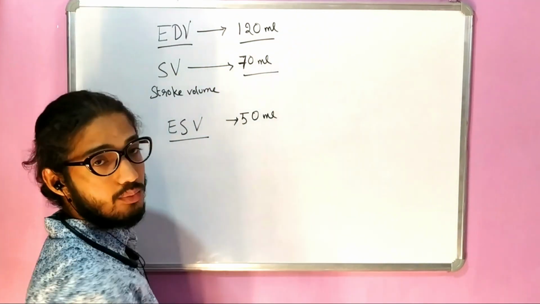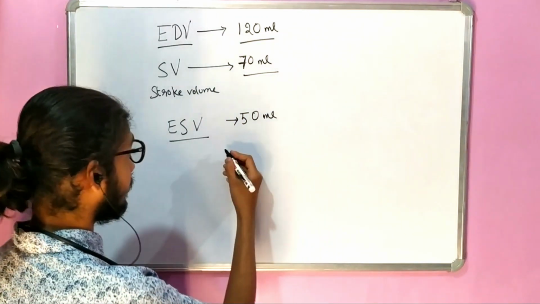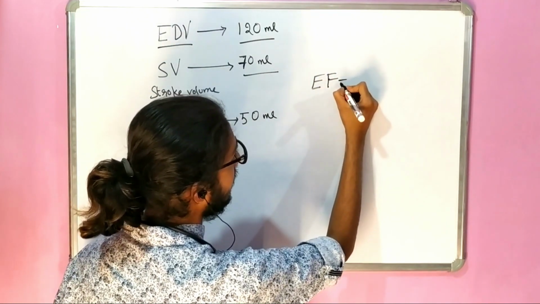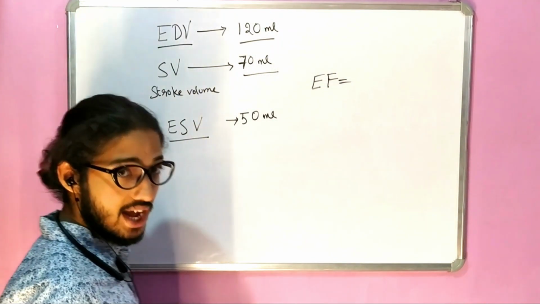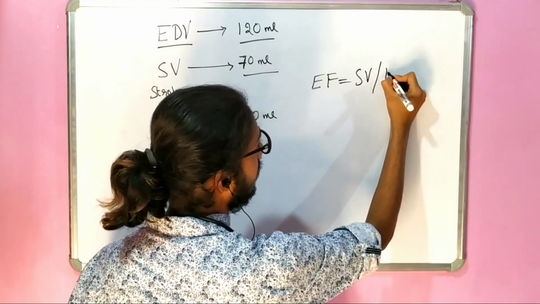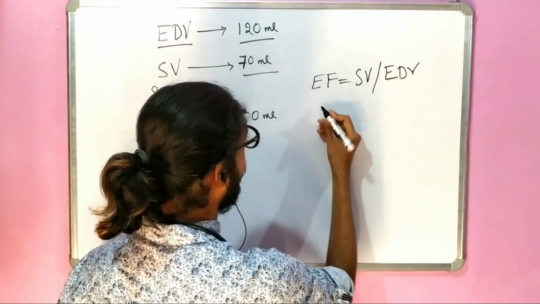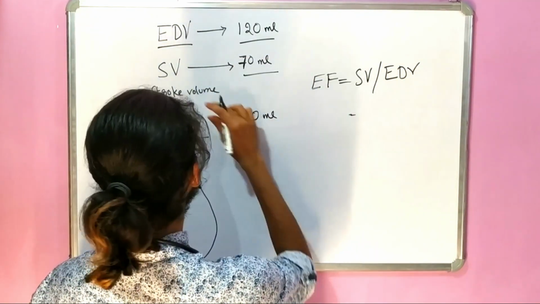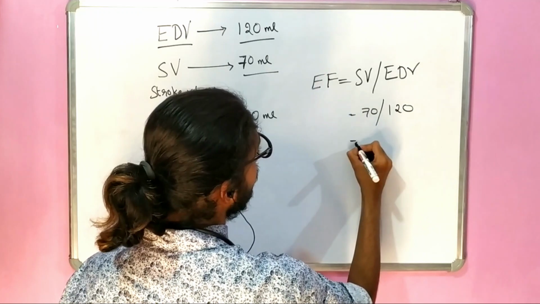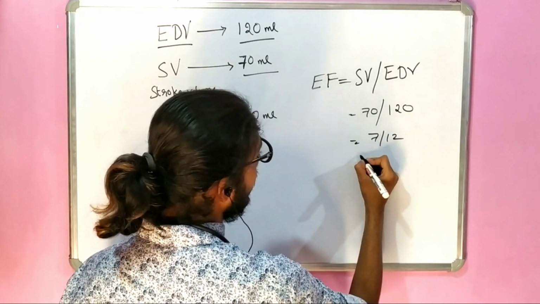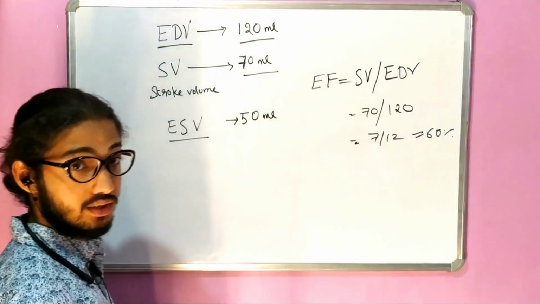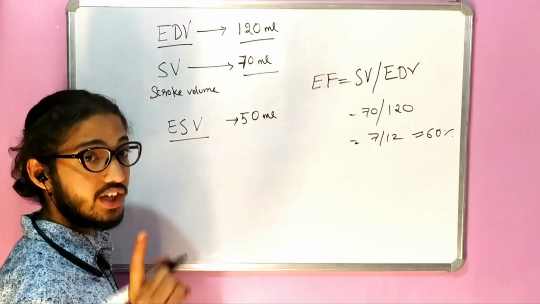So out of these we can actually calculate something called your ejection fraction. So what is the fraction that the ejection has taken place at, which is your stroke volume divided by your end diastolic volume. Okay, so here your stroke volume is about 70 and your EDV is about 120. So it is 7 by 12, which indeed is around 60%. So 60% of the blood is ejected out during the period of ejection.